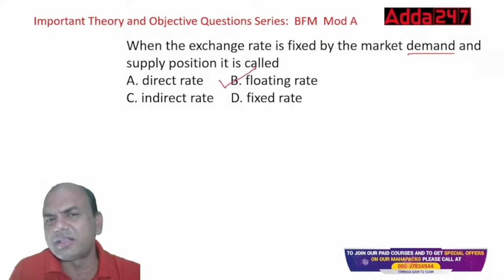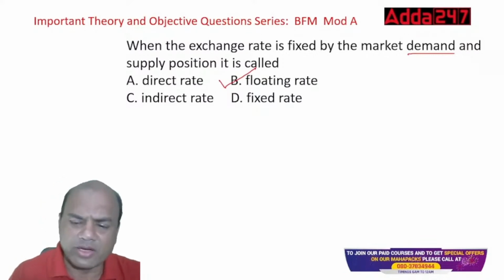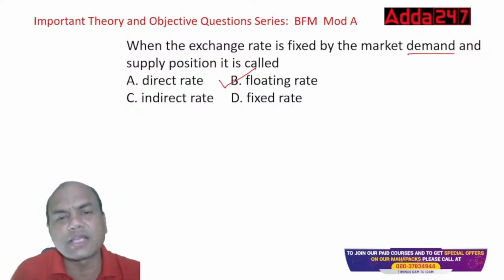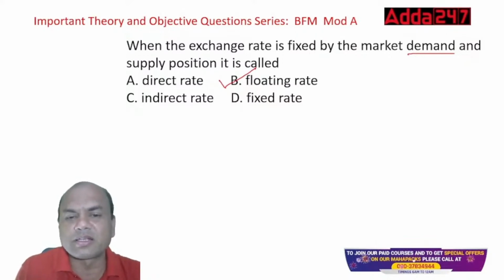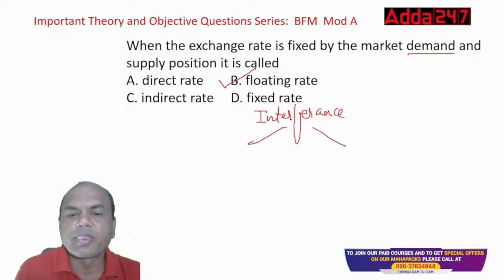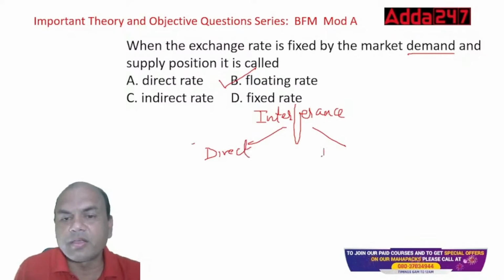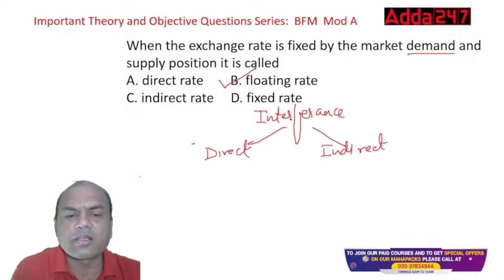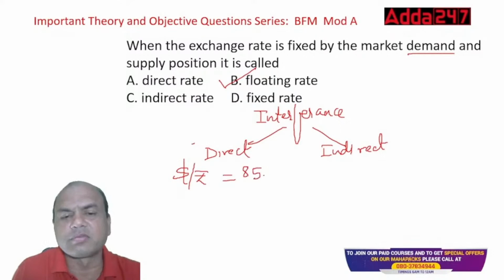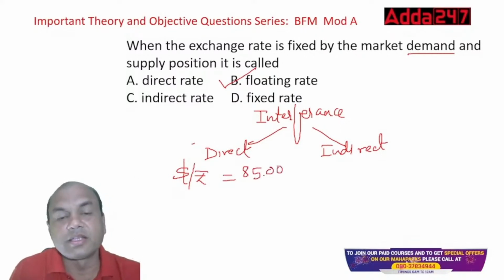RBI never interferes directly in India in this rate. There are two ways of interfering, and as a CAIIB student you must understand this. Interference can be done in two ways: direct and indirect. Direct means RBI says that from today the dollar to rupee rate is XYZ, let's say 85. That's it, nothing doing, nobody can change it. This is known as fixed.